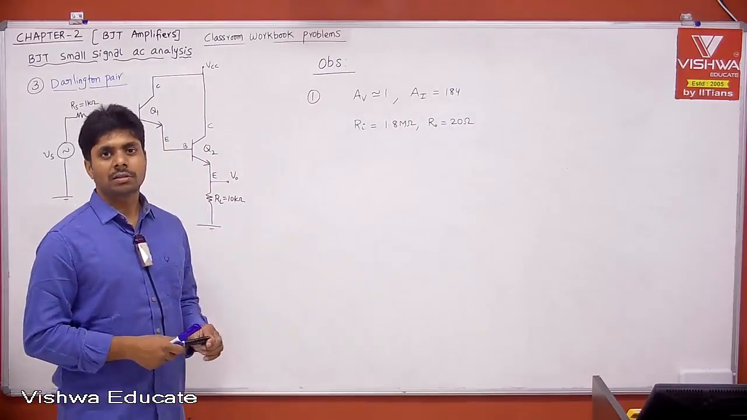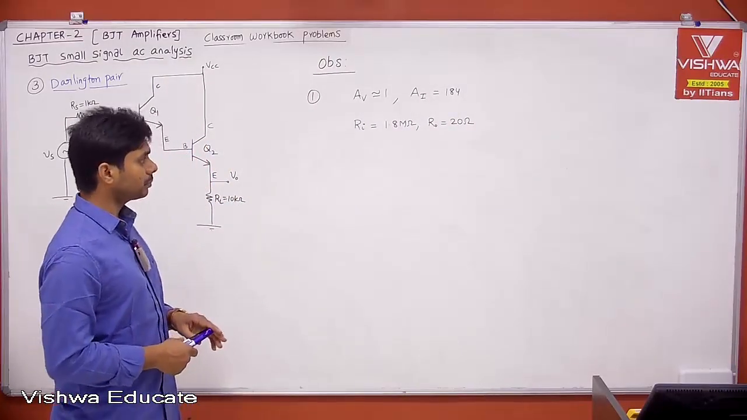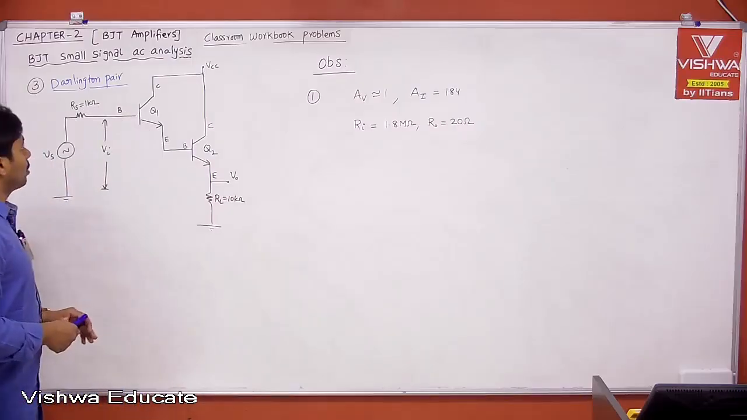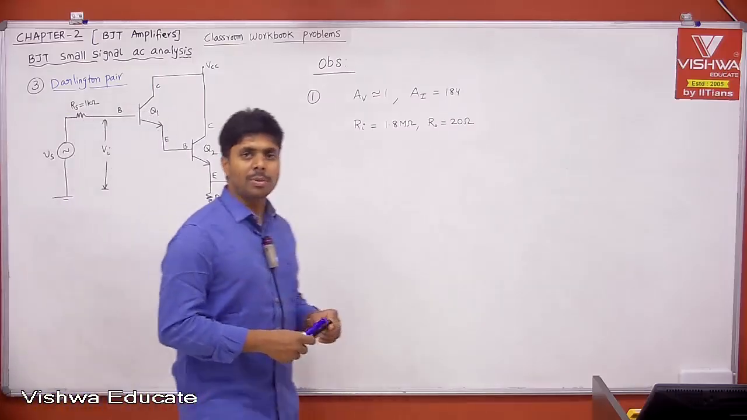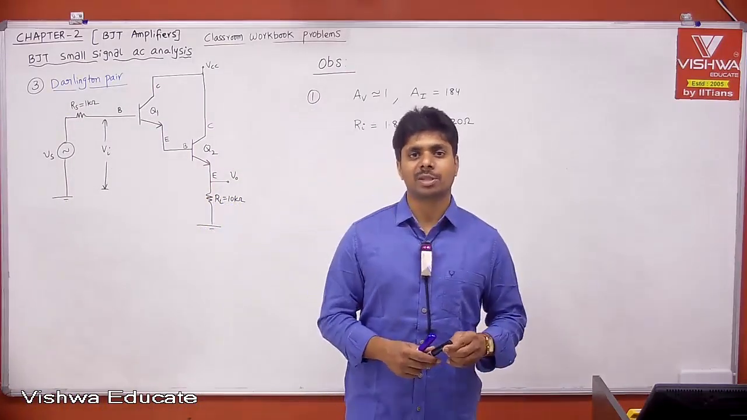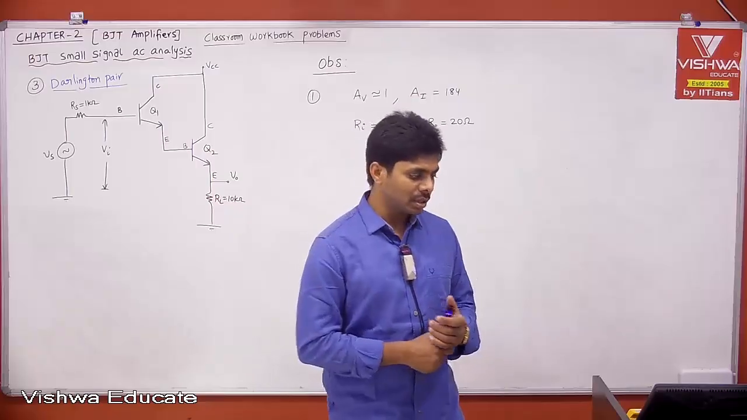In the last session, we had seen the Darlington pair problem. Maybe now we can go to the next problem, which is problem number 4. But before going to the next problem, I want to explain a little bit.